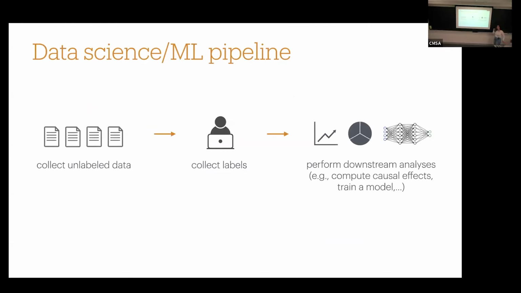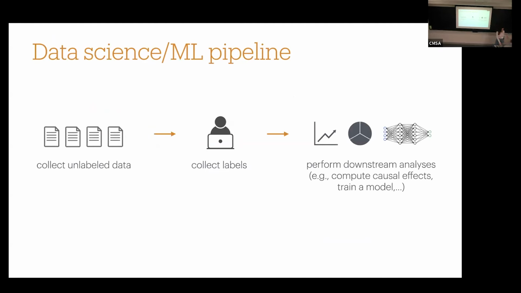If we take a bird's eye view of data science and machine learning, we often see the following pipeline. We first collect a bunch of unlabeled data. Then we collect labels for all of those unlabeled data points. And once we have a fully labeled data set, we can perform all kinds of downstream analyses. We can compute causal effects, train machine learning models, do all kinds of things.